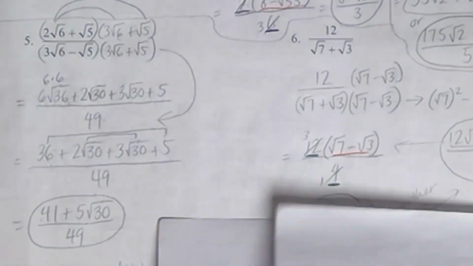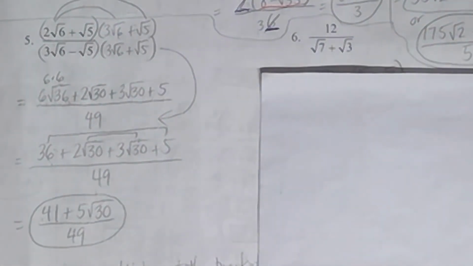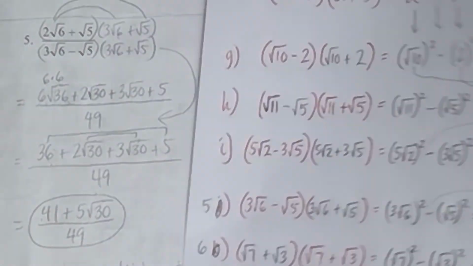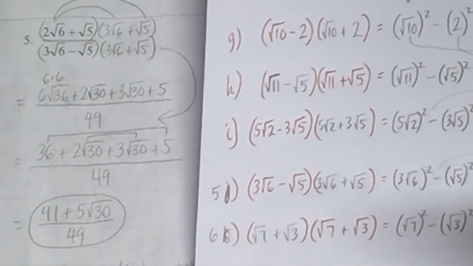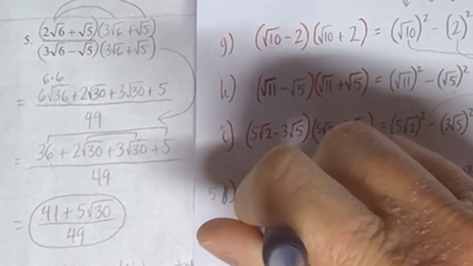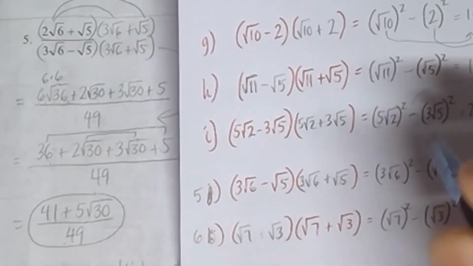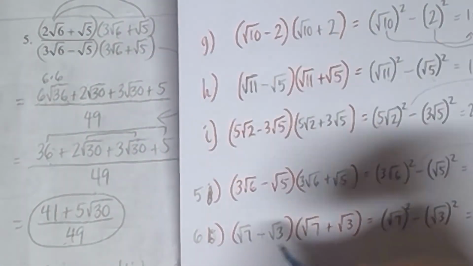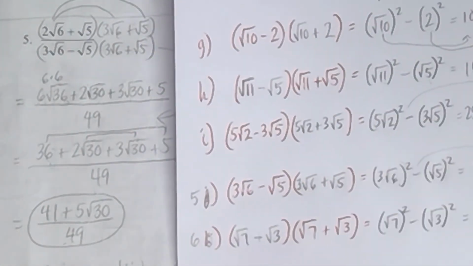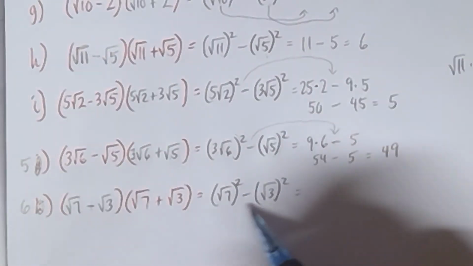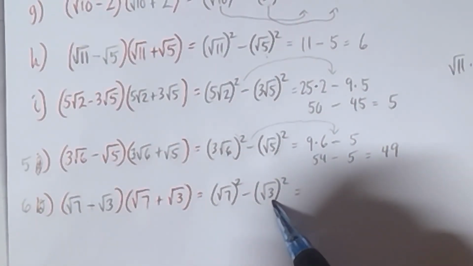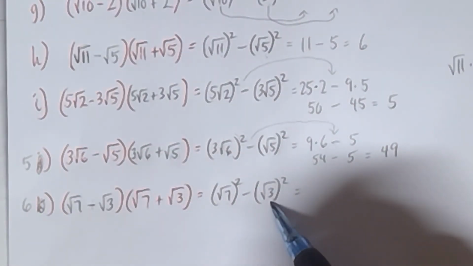Number 6. As we see here on the scratch piece of paper again, I may have a little misprint here, let me fix that. If I have rad 7 plus rad 3, I need to multiply that by rad 7 minus rad 3, and that gives me squaring both the first and the last term. What are these things equal to, you guys?